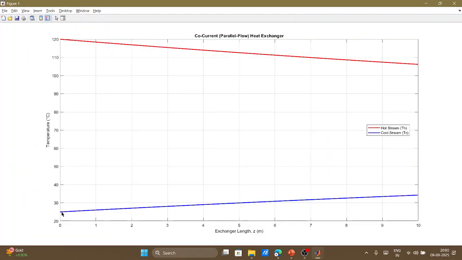So my inlet temperatures, I knew the cold stream was at 25 and the hot stream was at 120. With length, we are observing the evolution: the hot stream temperature is decreasing and the cold stream temperature is increasing. This is how the co-current heat exchanger temperature profile looks, right? It's a parallel flow, so this is how it changes.